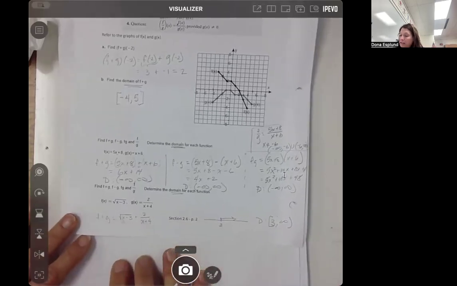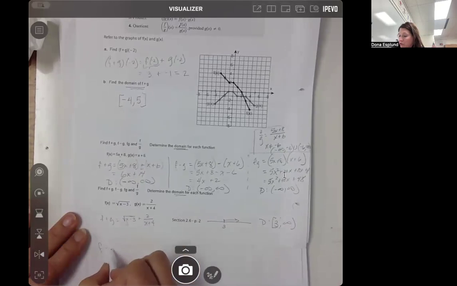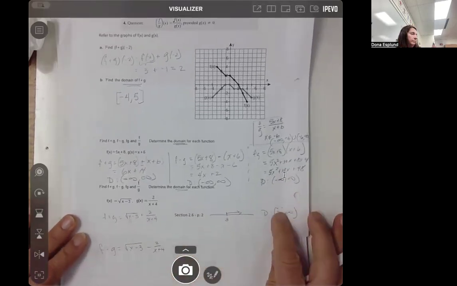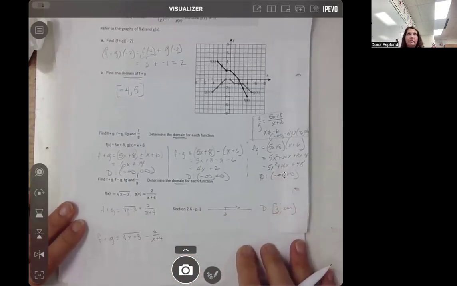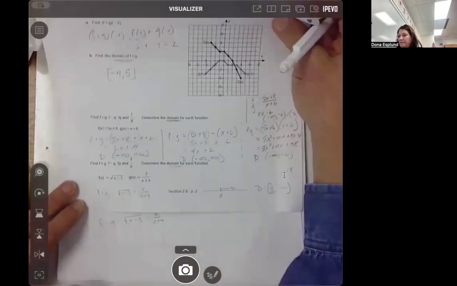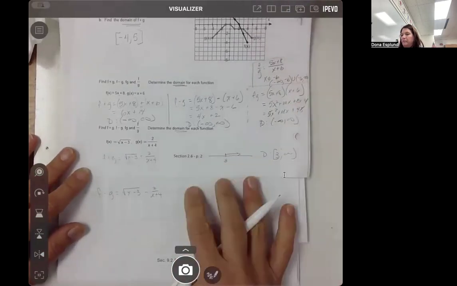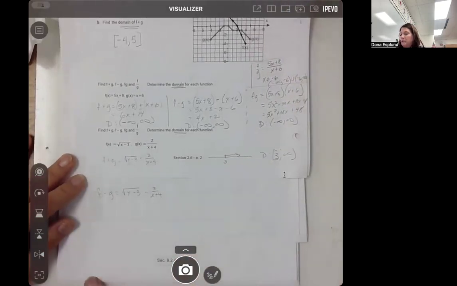Now, if I do the minus, I'm going to do the same thing. So f minus g, square root of x minus 3 minus 2 over x plus 4, will be the same domain, correct? How about that? Does that help you?